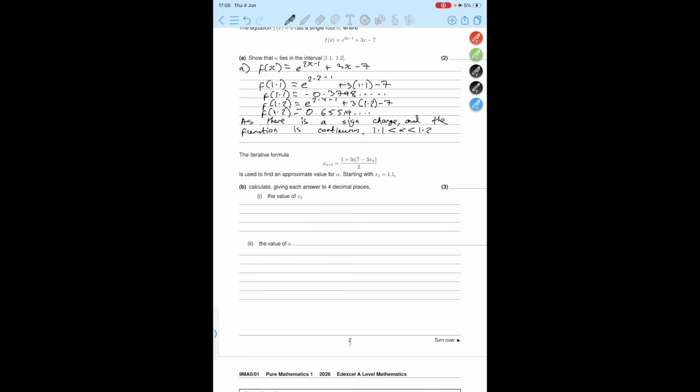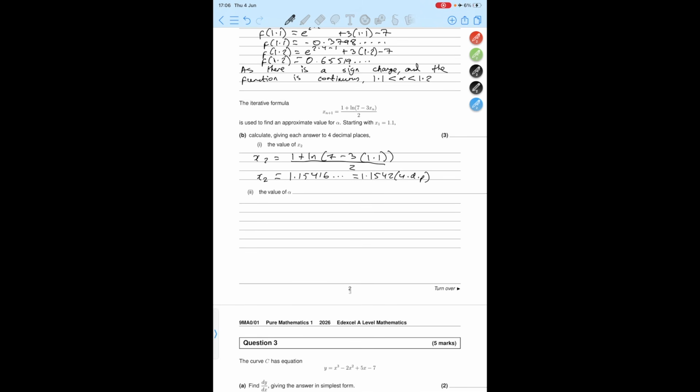So here, I would say x2 equals 1 plus ln of 7 minus 3 times 1.1, all over 2. So that gives you x2 equals, just bear with me one second, let's put that into my calculator. 1 plus ln of 7 minus 3 answer, over 2. So that gives me an answer of 1.15416, which is 1.1542 to 4 dp.